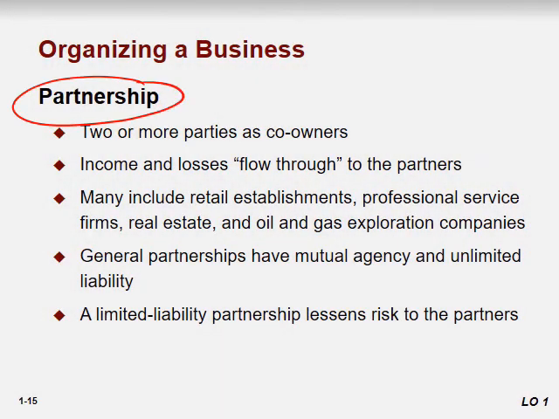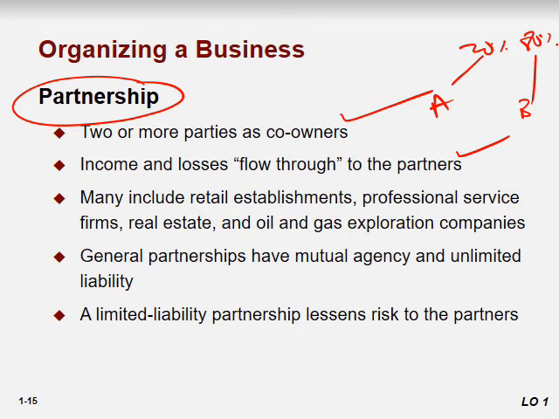The next one is partnership. A partnership has two or more parties as co-owners, and each owner is a partner. Individuals, corporations, partnerships, or other types of entities can be partners. Income and loss of the partnership flow through to the partners, and they recognize it based on their agreed upon percentage interest in the business. For example, if a loss occurs, 20% of the loss is shared by A and 80% is shared by B.